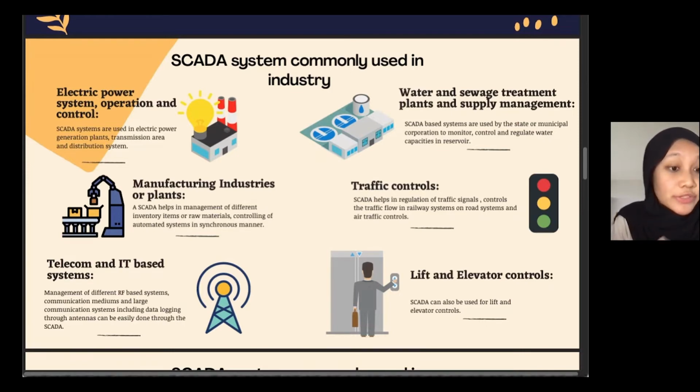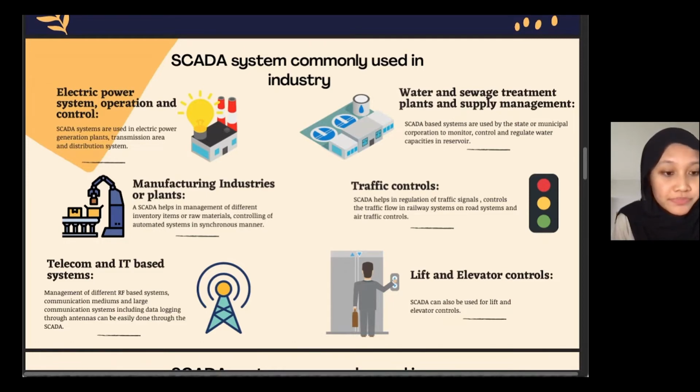Management of different RF-based systems, communication mediums, and large communication systems, including data logging through antennas, can be easily done through SCADA. Water and sewage treatment plants and supply management. These SCADA-based systems are used by the state or municipal corporation to monitor, control, and regulate water capacity in the reservoir.